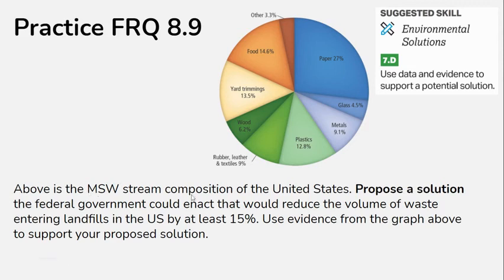We have the municipal solid waste stream composition for the United States. Okay, propose a solution the federal government could enact that would reduce the volume. Now, keyword here is volume of waste. So that's incineration. We can incinerate our waste and reduce the volume by 90%. All right, entering landfills by at least 15%. Well, hey, that's 90%. That's a big deal. Evidence from the graph above to support your proposed solution.